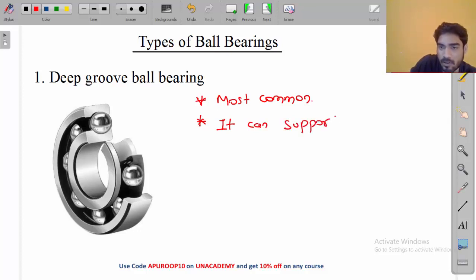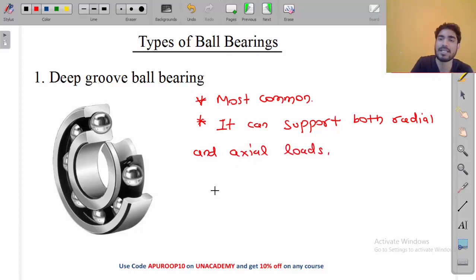So it can support both radial and axial loads. This is a special type of ball bearing. But my friend, the radial load and axial load capacities are not equal. Let's say it can support 10 kilonewton of radial load, then it would only support 1 or 2 kilonewton of axial load. So they are not in equal proportion. The radial load supported by this bearing is greater than the axial load.